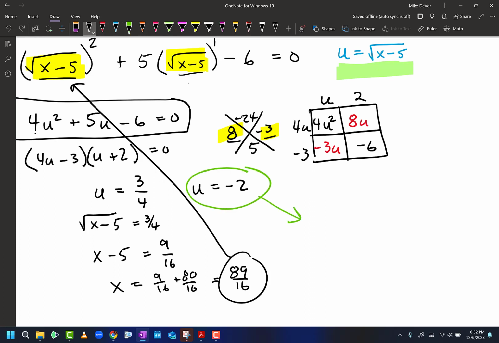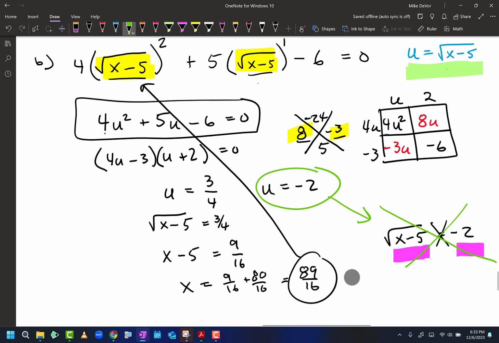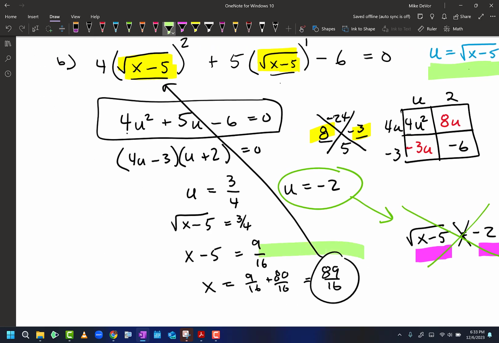However, there's a problem with this one, because if I say u equals -2, I already know that this is not a valid solution. The reason I know that is because it's negative, and I can't have the square root of something be a negative. So this is called an extraneous solution. Hopefully you guys have learned that. So that's an extraneous solution. Okay. So here's our solution down here.